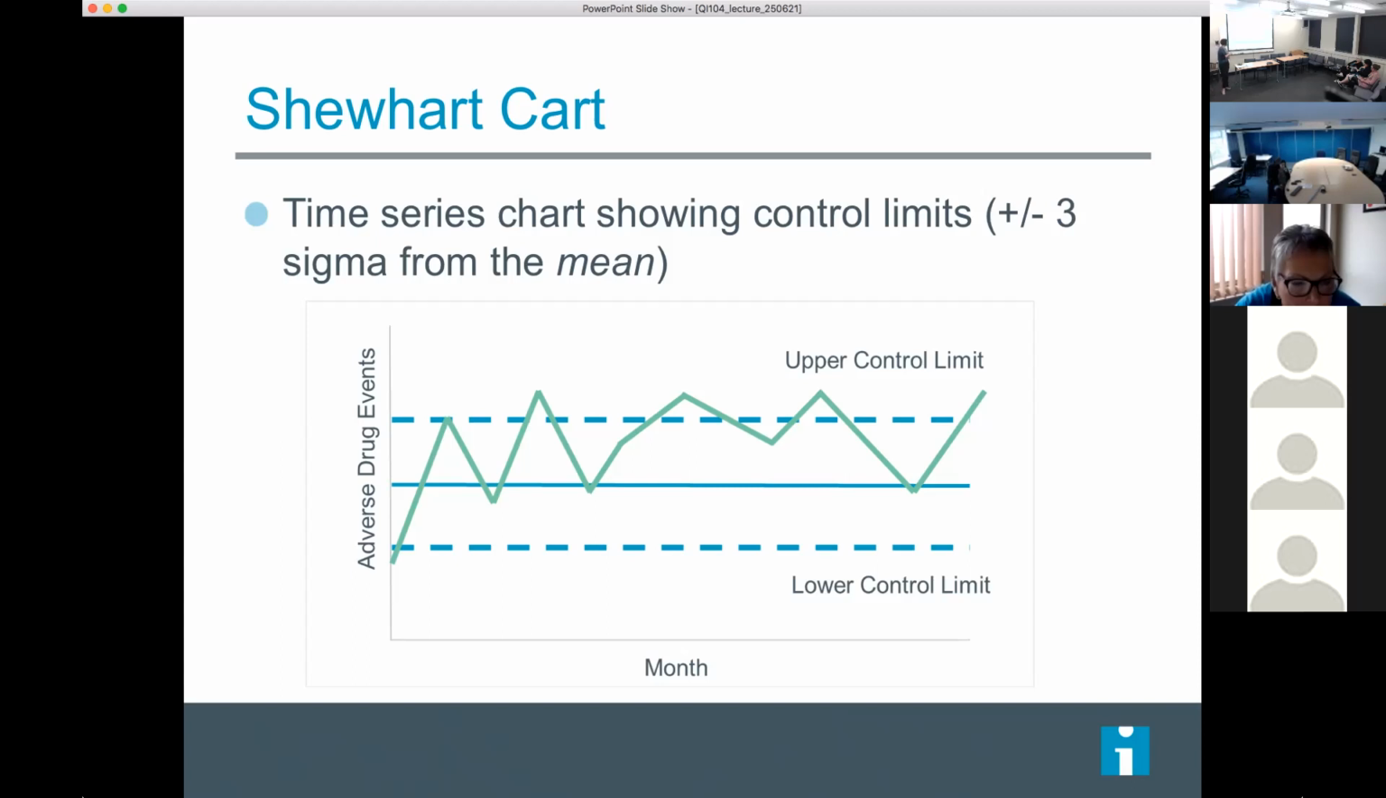Because it does add that extra level of control, you can see if you're outside the control limits. The disadvantage of this is it requires statistical software to use the chart, and it's maybe not as accessible for everyone to use.